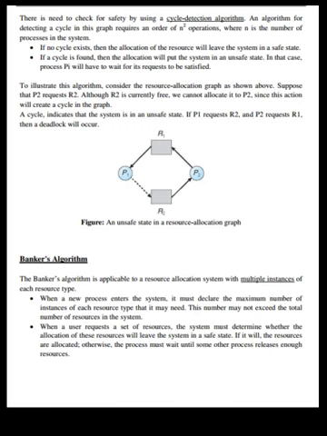The Banker's algorithm is applicable to a resource allocation system with multiple instances of each resource type. When a new process enters the system, it must declare the maximum number of instances of each resource type that it may need. This number may not exceed the total number of resources in the system. When a user requests a set of resources, the system must determine whether the allocation of these resources will leave the system in a safe state. If it will, the resources are allocated. Otherwise, the process must wait until some other process releases enough resources.